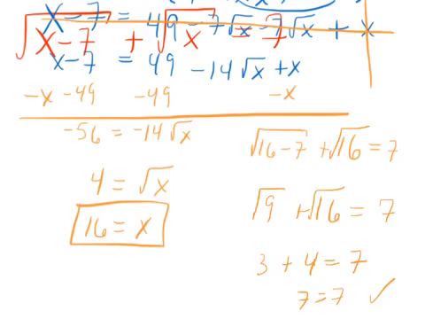No, 16. Do you know how many people write 7 because they get 7 equals 7? Just be careful, okay? Be very careful. It's very tempting to write the answer as 7, but that's your check. That's not the answer. Okay? So our solution is just 16.